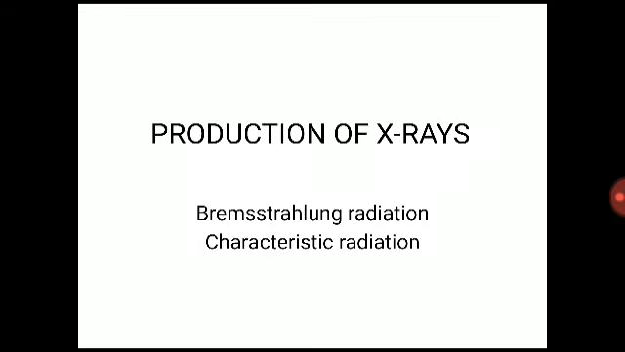In this video, I'll be talking about production of X-rays and then its interaction with matter. Okay, the ways of how the X-rays are produced. The mainly two methods which we study normally are Bremsstrahlung radiation and characteristic radiation, by which the X-rays are formed.